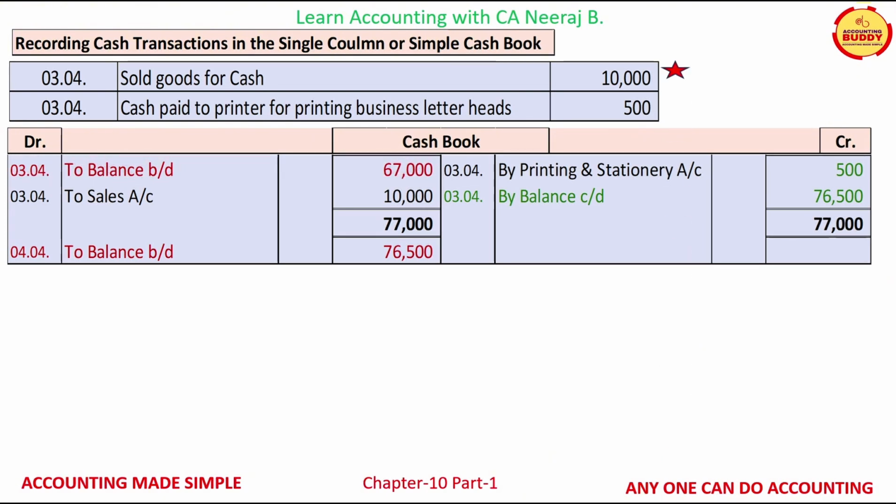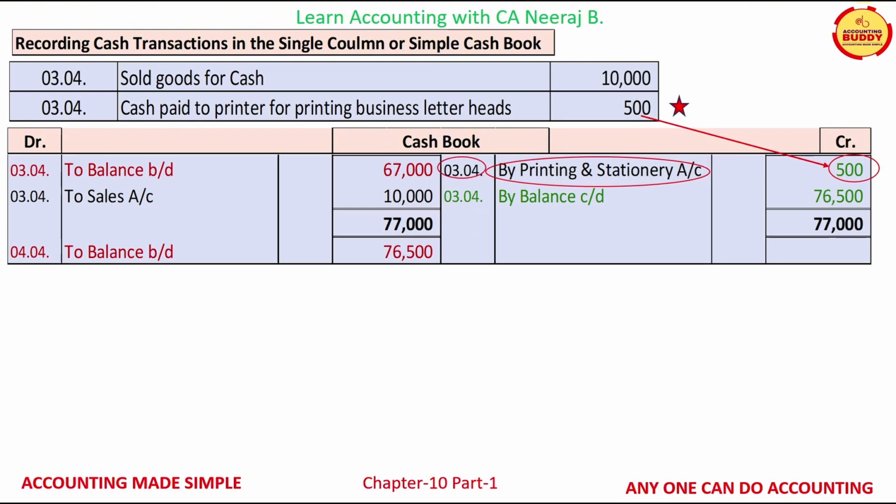On 3rd April, goods were again sold for $10,000 in cash. This cash inflow transaction of $10,000 will be recorded on the left hand debit side on 3rd of April by writing the words "to sales account." Again on 3rd of April, an amount of $500 was paid in cash to a printer for printing the business letterheads. This cash outflow transaction will be recorded on the right hand credit side of the cash account by writing the words "by printing and stationery account" on 3rd of April.